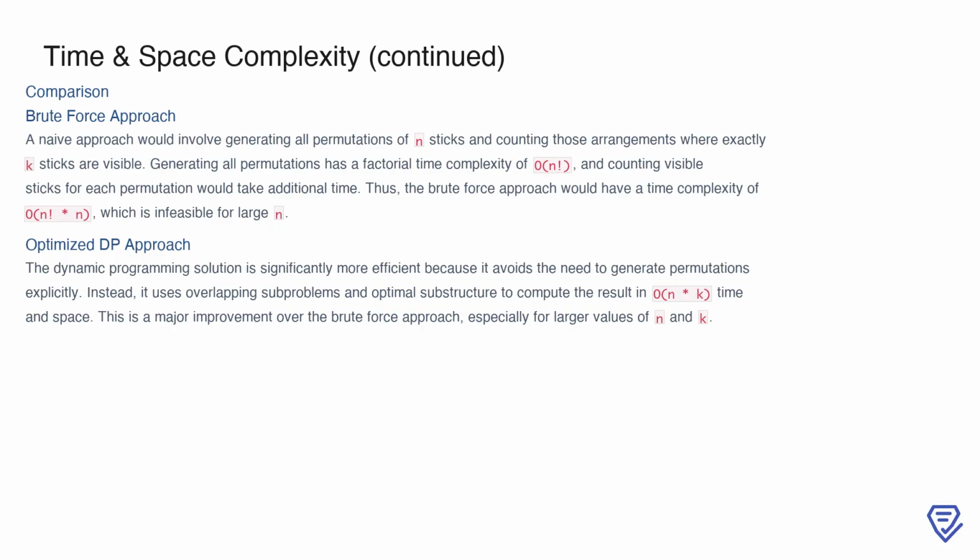In contrast, the dynamic programming approach avoids generating permutations entirely. By leveraging overlapping subproblems and the optimal substructure property, it computes the result in O(n*k) time and space. This is a dramatic improvement, particularly when working with larger inputs.